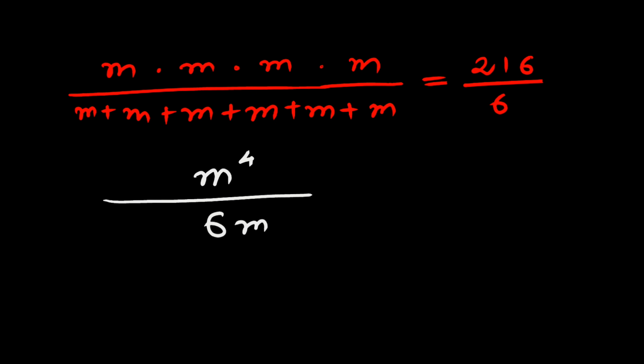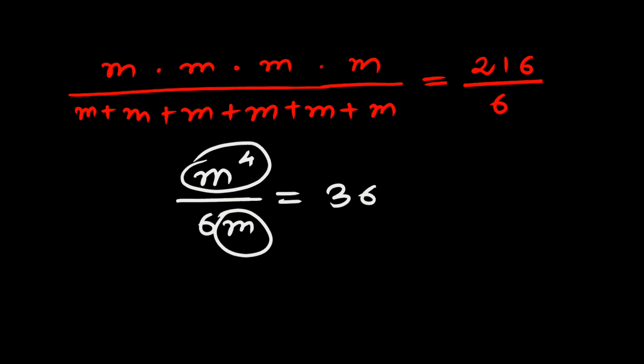On the right-hand side, 216 divided by 6 is equal to 36. So our equation now becomes m raised to the power 4 divided by 6m equals 36. Now, let's look at this step carefully. There is a common factor of m in both the numerator and the denominator. So as long as m is not 0, we can cancel one m from the top and the bottom.